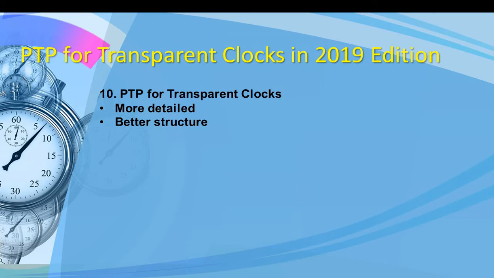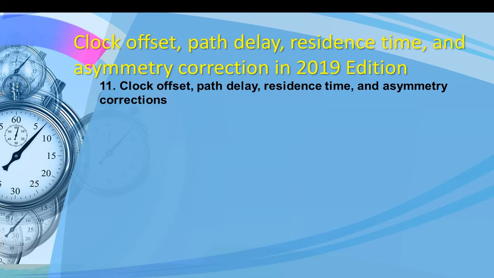Compared to the 2008 version, chapter 10, the PTP for the transparent clock, has more detailed content and also has better structure. And chapter 11, regarding clock offset, path delay, residence time, and asymmetry correction, the 2019 version has better structure as well.